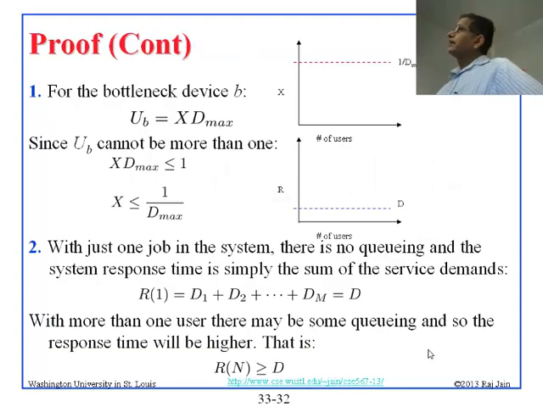First of all, the bottleneck device utilization is UB, which is equal to X times D max. X is the system throughput, and D max is basically the bottleneck device's demand. And therefore, UB is equal to X times D max, and this has to be less than 1. That means X has to be less than 1 upon D max. So you can draw a horizontal line at 1 upon D max. System throughput can never be more than 1 upon D max.